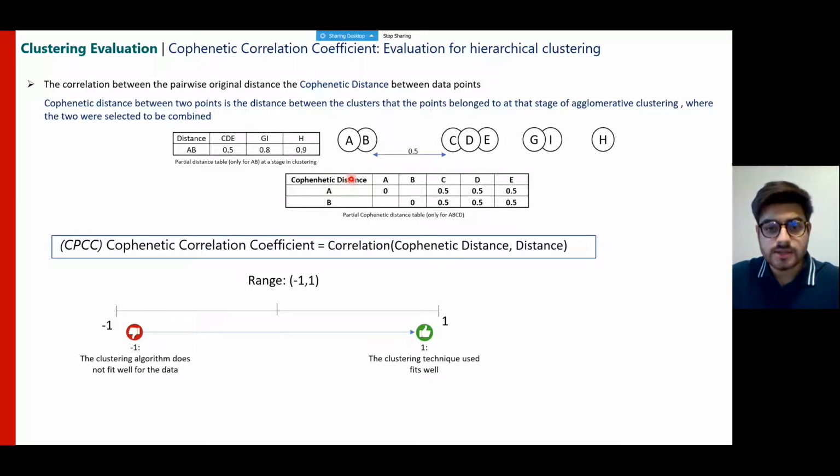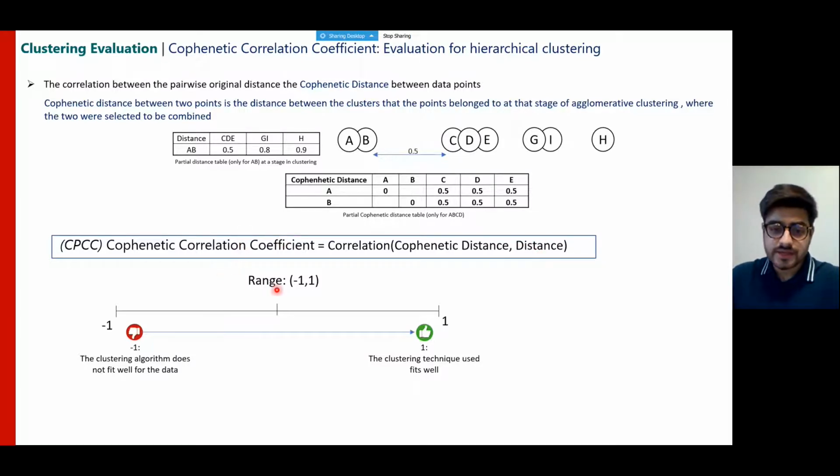Hence, the Copernic distance between A and C, A and D, A and E will all be 0.5. And similarly, it will be 0.5 for B too. We then calculate the Copernic correlation coefficient, which is the correlation between the Copernic distances and the original distance matrix.